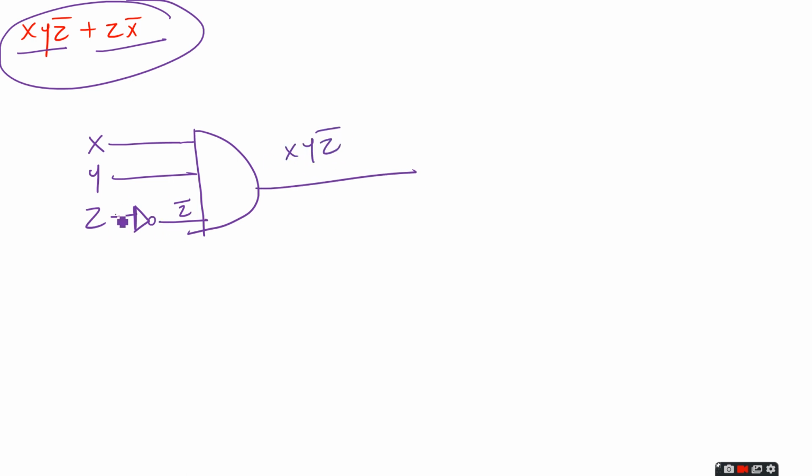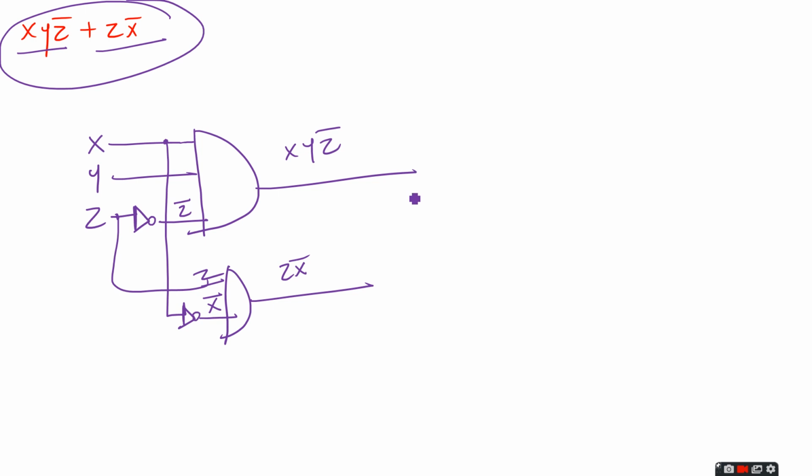Then we'll take Z, then X complement. We can take connection from here, pass it through NOT gate, we'll get X complement. Then Z here. Then we are passing it through AND gate, ZX complement. After that, we can pass it through OR gate. Then we will get the result as XYZ complement plus ZX complement.